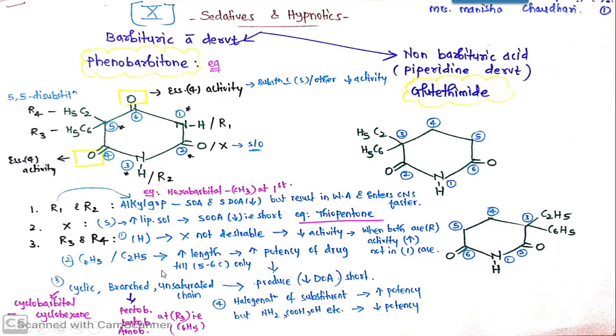Now coming towards the substituents, halogenation or any further substituent on the major substituent. So halogenation of the substituent will increase the potency, but at the same time the presence of NH2 or COOH or hydroxy on that substituent is not desirable, because they will decrease the potency.